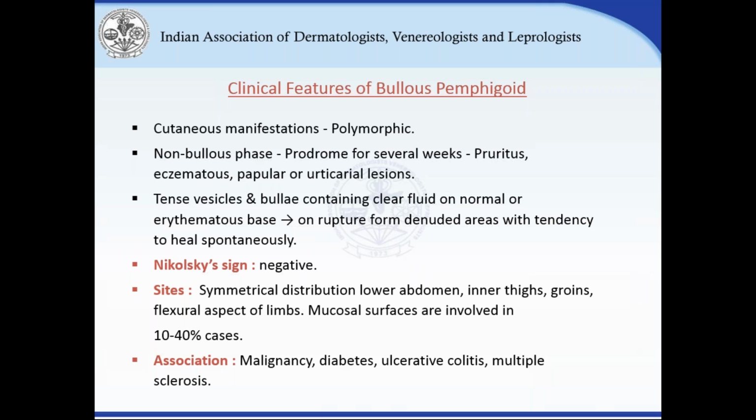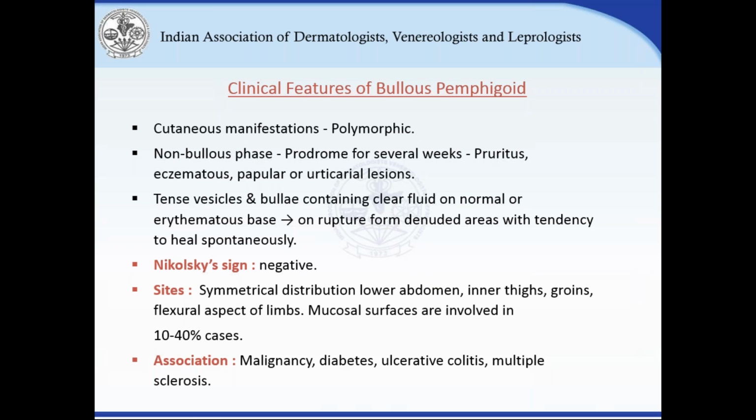The clinical features of bullous pemphigoid: there are cutaneous manifestations. Polymorphic lesions are formed. Initially, there is a non-bullous phase where just urticated lesions are formed, and the patient complains of pruritus. The patient can often have pruritus with urticaria-like lesions for up to a year before blisters form. Once the blisters form, they are tense vesicles and bullae and contain clear fluid on a normal or erythematous base. On rupture, they form denuded areas with tendency to heal spontaneously.